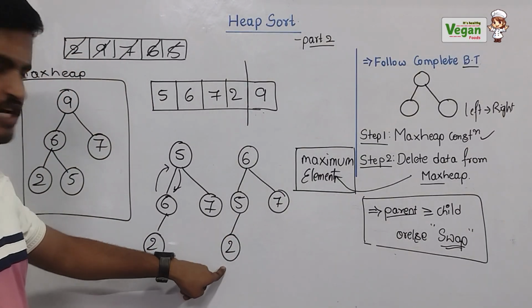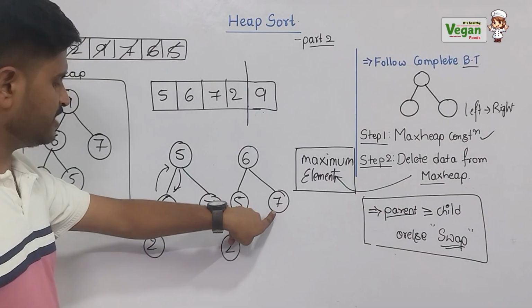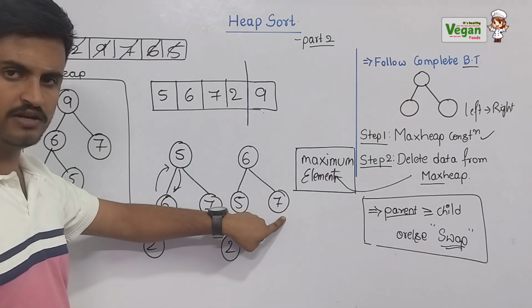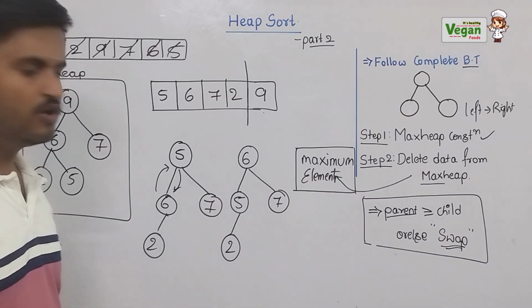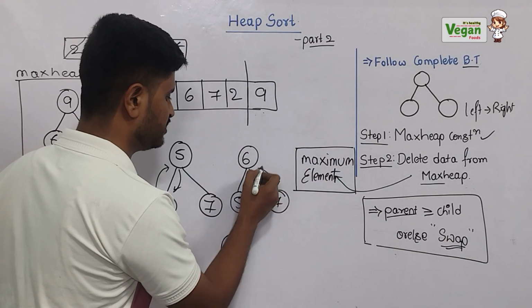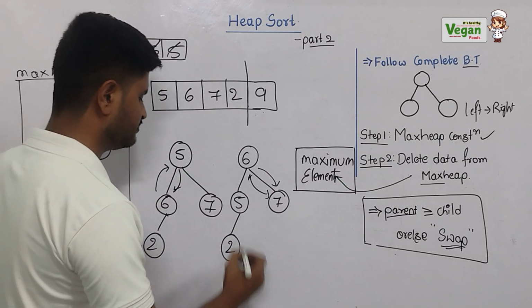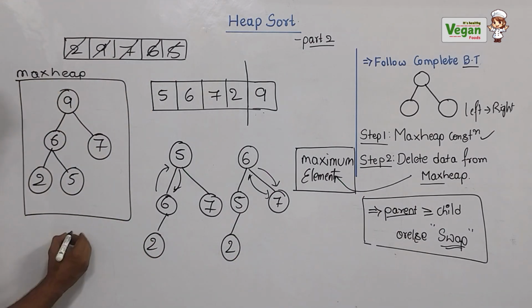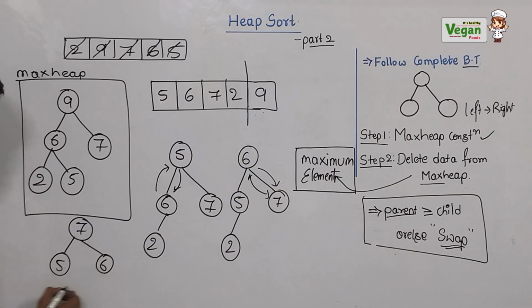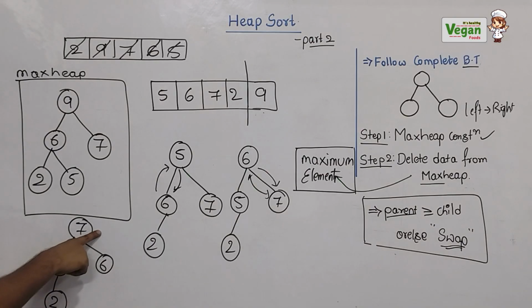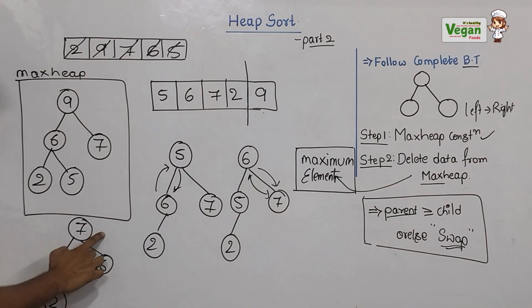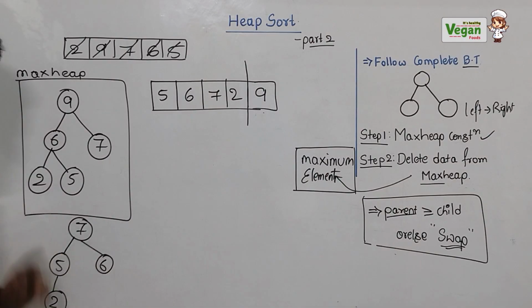If you see, the child value must be less than the parent value, but here 7 is greater than the parent value. So what you must be doing? You must be swapping the values of 7 and 6. If you swap the values of 7 and 6, you will be left with 7 here, 5 here, 6 will go to the 7th place, and this will be 2. Now we have the maximum element as the root node. Now delete the maximum element.